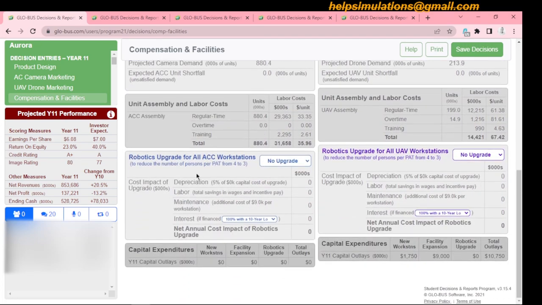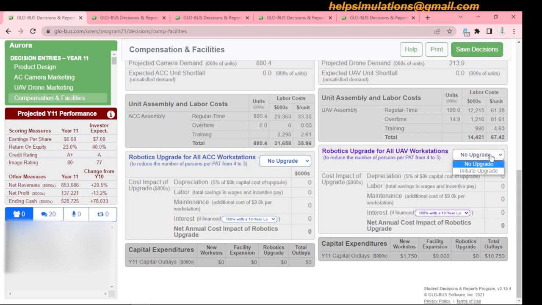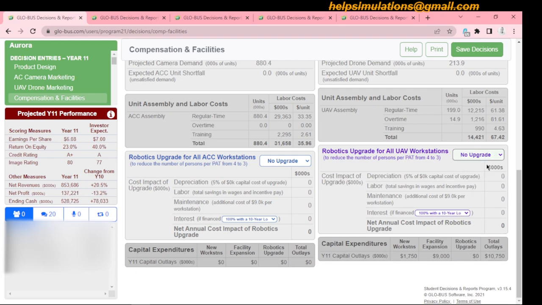Robotics upgrades are important in enabling you to save on costs of production, but you should only initiate a program if the net annual cost impact is about negative 1,000. So for this case, initiating the upgrade gives us a net annual cost impact of robotics upgrade of negative 700. So I don't think with such a figure I'll initiate the upgrade, so I'll just choose no upgrade. We have the same issue with the UAV drone, so I'll not initiate an upgrade, so I'll leave it that way. Those are the decisions for compensation and facilities.